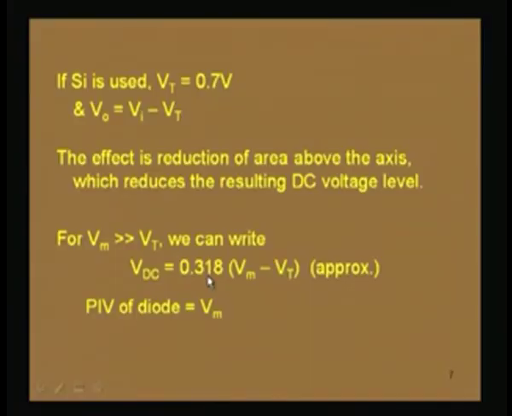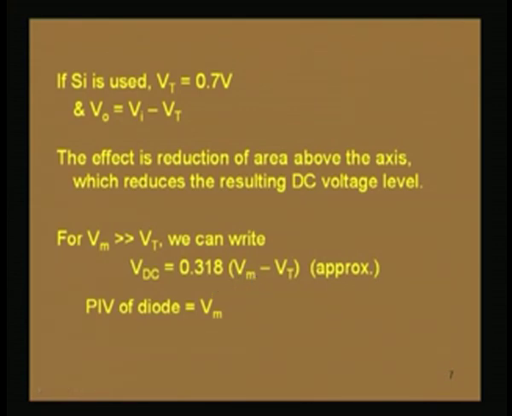So, finally, our expression for VDC, the average DC voltage at the output, will be 0.318 Vm minus Vt, Vt meaning the threshold voltage or the diode drop, or Vd naught as we have named it. So, approximately we can write that the DC output voltage is 0.318, or 1 by pi, into Vm minus Vt.